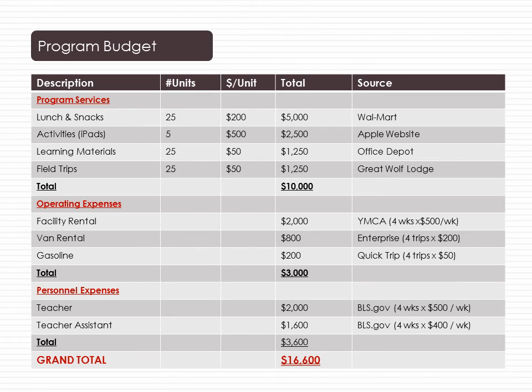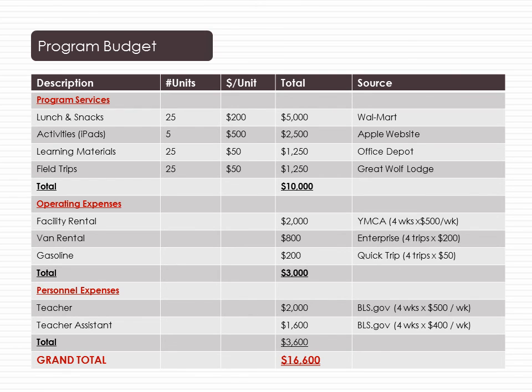Now, the number of units. The number of units represents the number of students in the classroom that would need the program services. So you're going to need lunch and snacks for 25 students. The per unit cost is $200. So the total cost for lunch and snacks would be $5,000. How do we get that information? From Walmart. We went to Walmart, we did our homework, and we learned the cost of lunch and snacks.